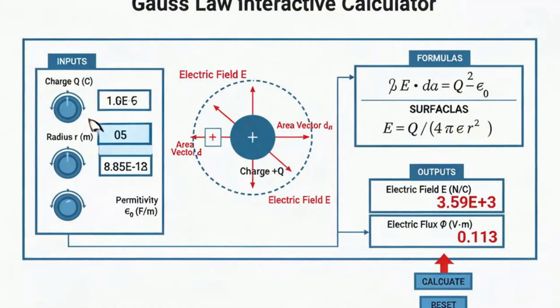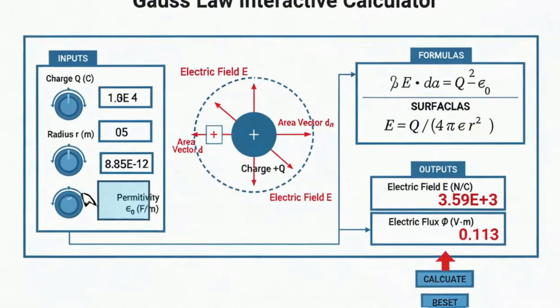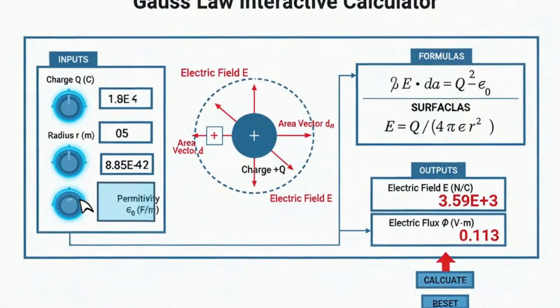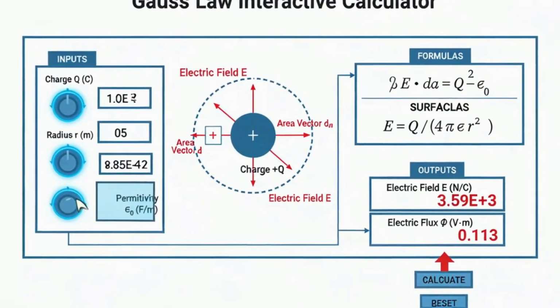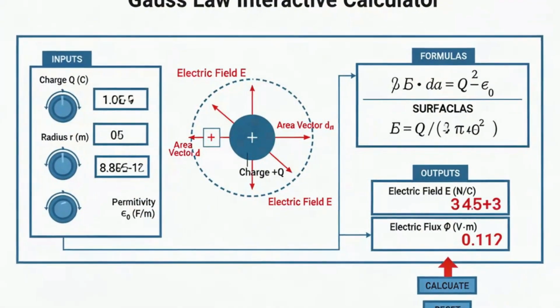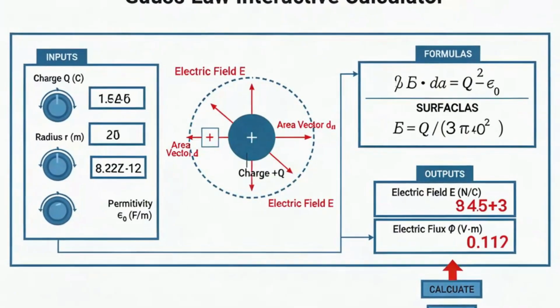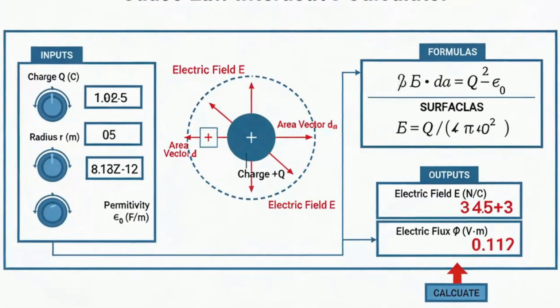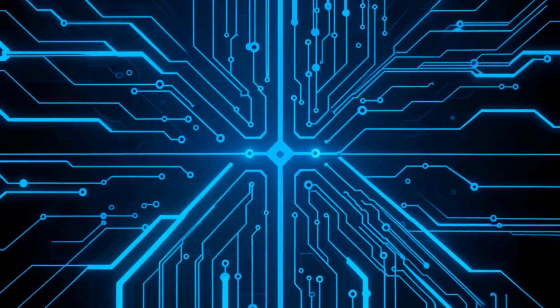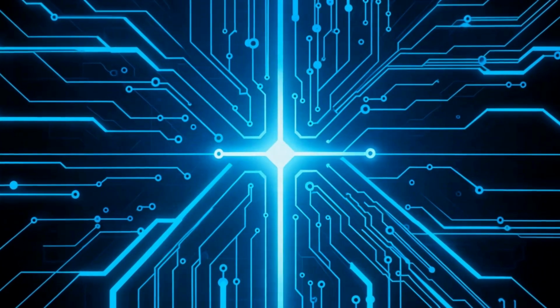For our example, when calculating electric field from known flux and charge values, the calculator determines the field strength at a given surface. After entering your flux value and enclosed charge, the results section displays the calculated electric field value, along with the corresponding charge, flux, and surface area values.